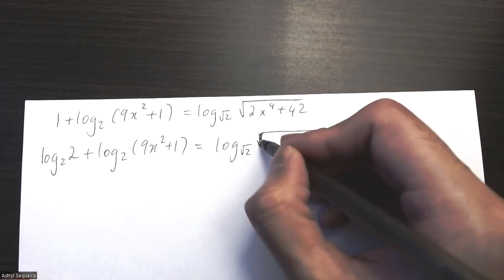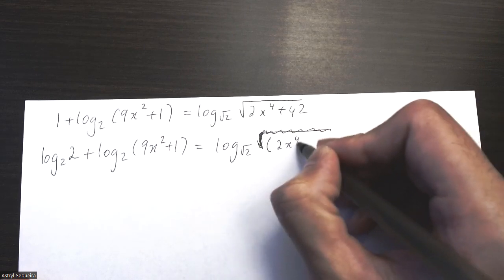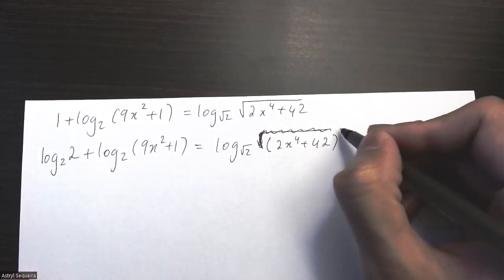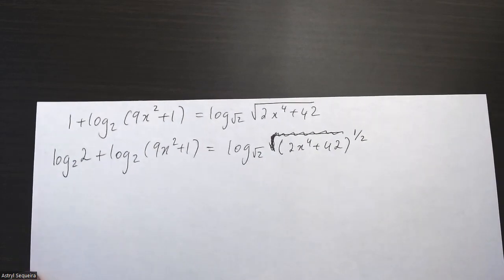Oh, and you know what? I'll also get rid of the square root and turn this into an exponent of 1/2. Makes my life a bit easier.